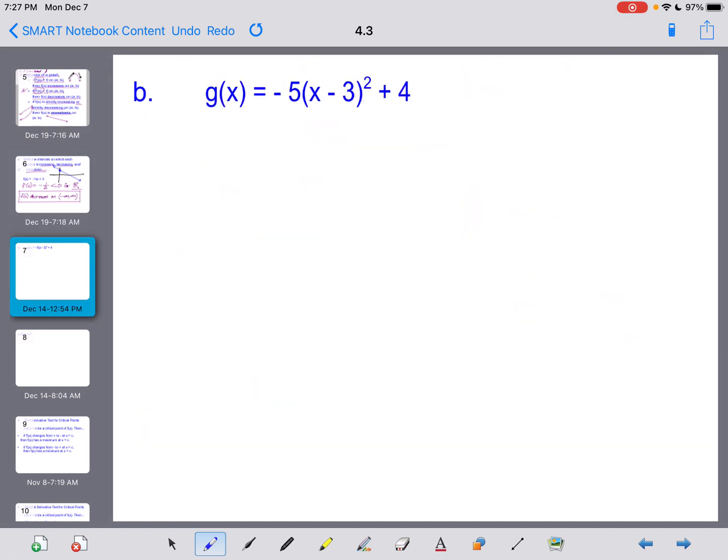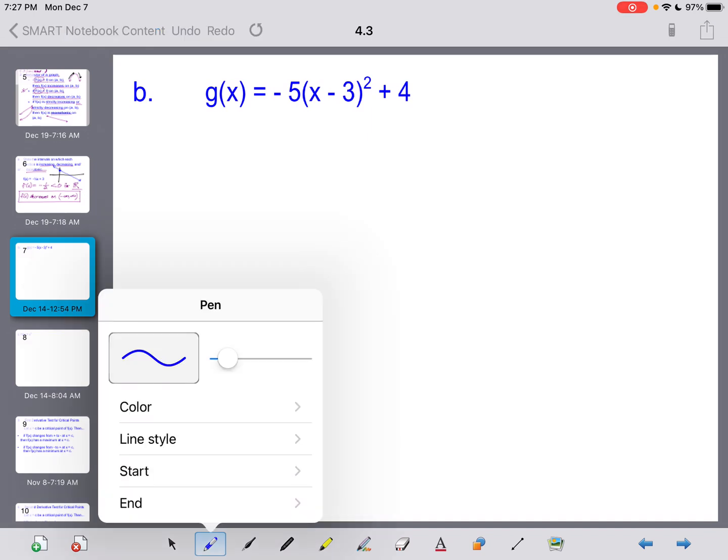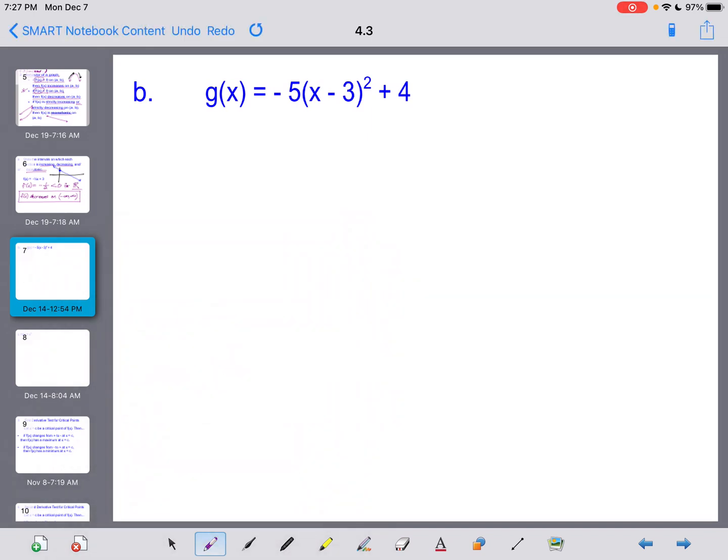g of x now is negative 5 times the quantity x minus 3 squared plus 4. Now again, the keen of you might already know what's going on, but just in case we're not that swift, or we like to be a little bit more thorough, let's do this problem the way we did the last one. We start off by taking our derivative, g prime of x.